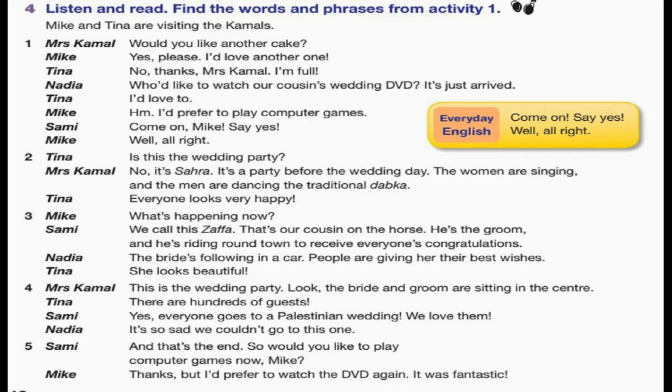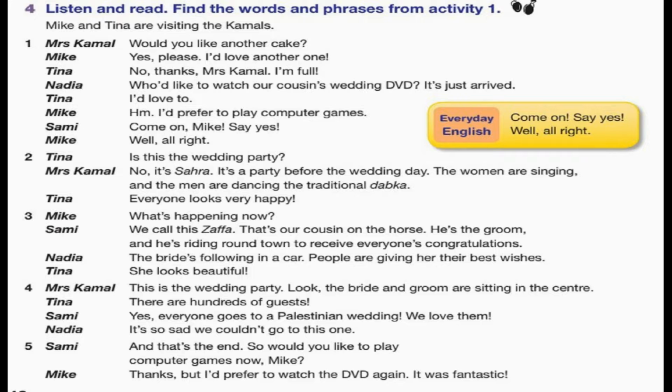3. What's happening now? We call this Zafar. That's our cousin on the horse. He's the groom, and he's riding round town to receive everyone's congratulations. The bride's following in a car. People are giving her their best wishes. She looks beautiful. 4. This is the wedding party.